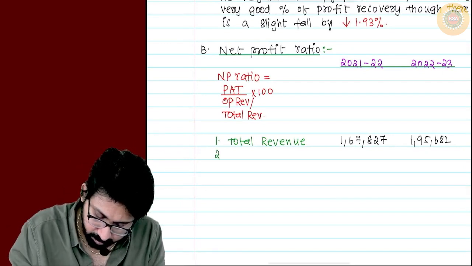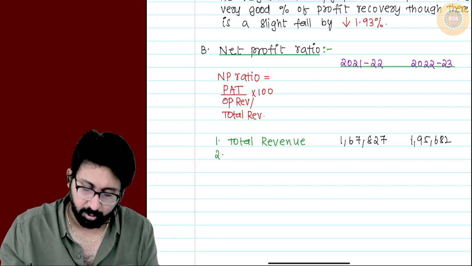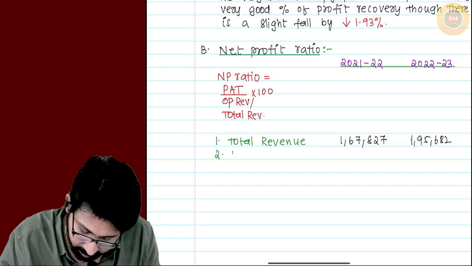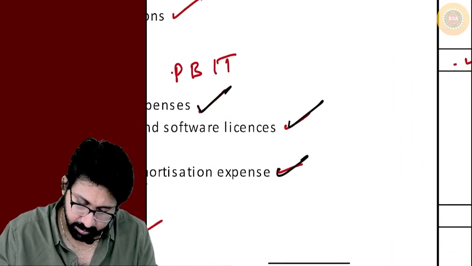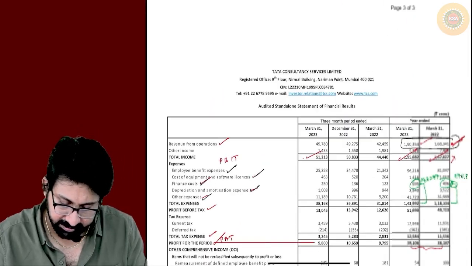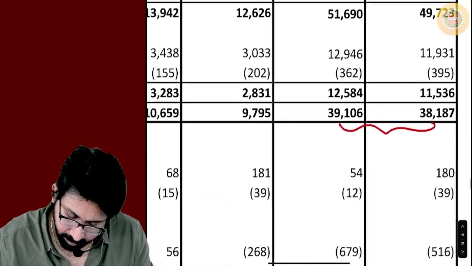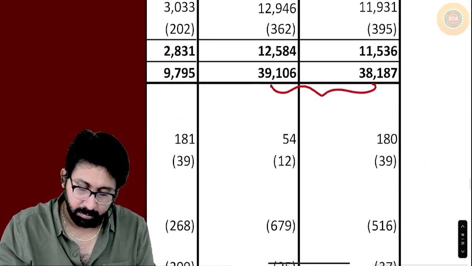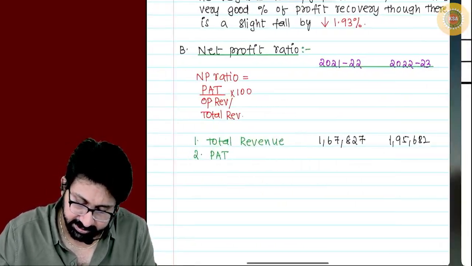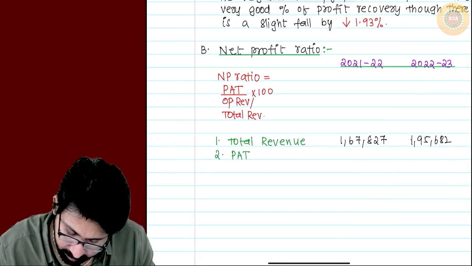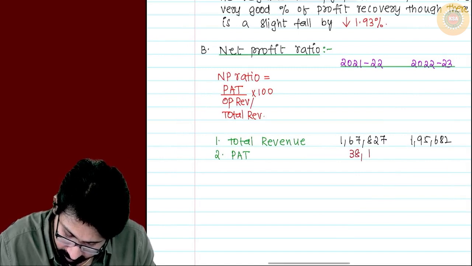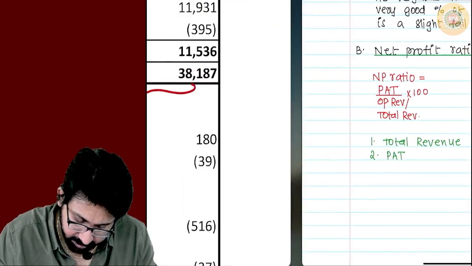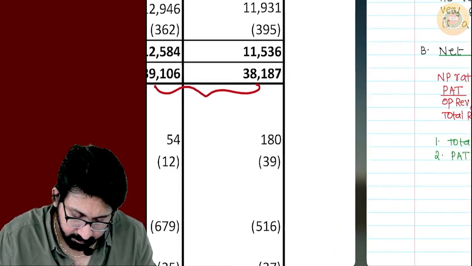Next, number 2. Total revenue over profit after tax. See this ones. 38,187. Next, 39,106.